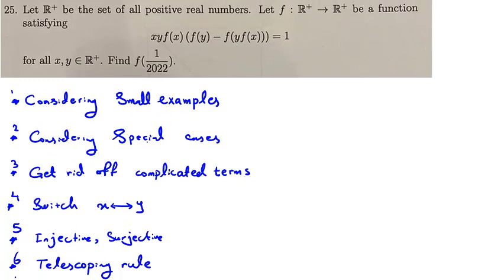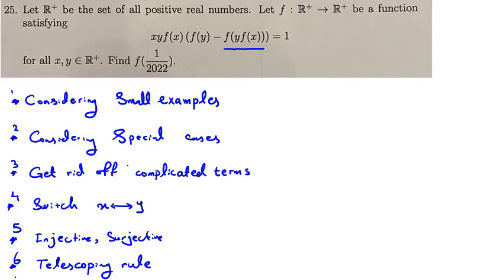Considering small examples and special cases, I told you in my previous video, exactly 2 days before the exam, get rid of complicated terms. For example, here, this term is complicated. We should try to find two things where this term is equal and then subtract to get rid of that. Switch x, y, sometimes you need to change. Injective, surjective, check if it is one-to-one or surjective. The telescoping rule in IMO problems is also useful. And there are around 9 or 10 other important rules.